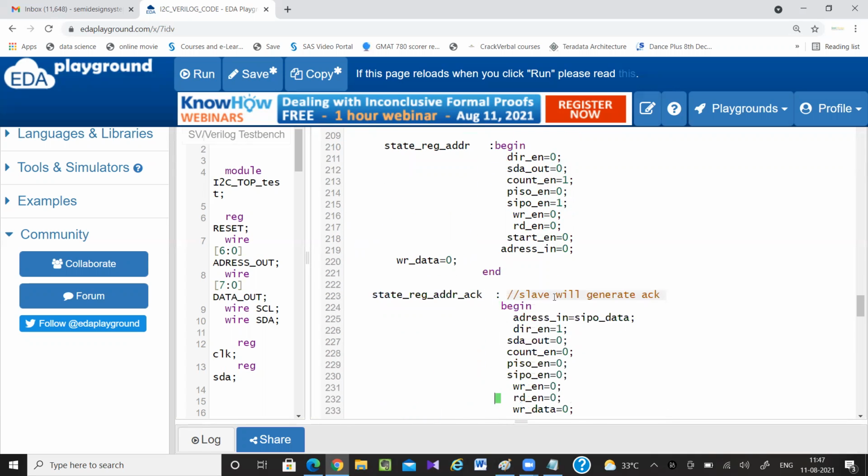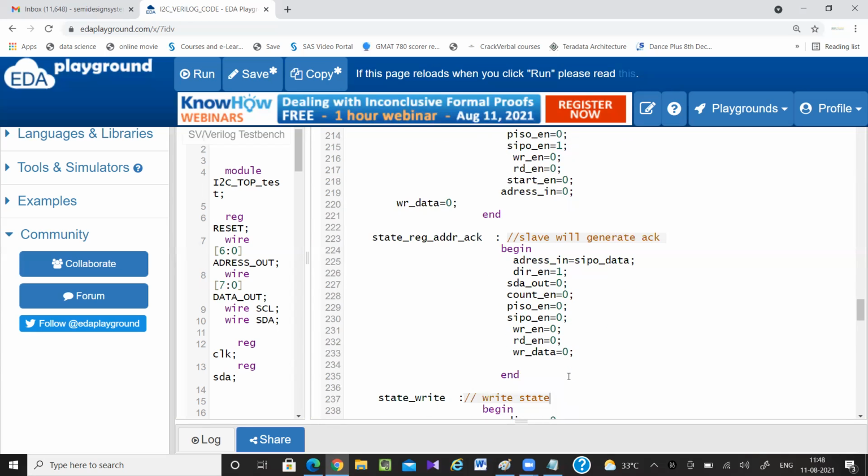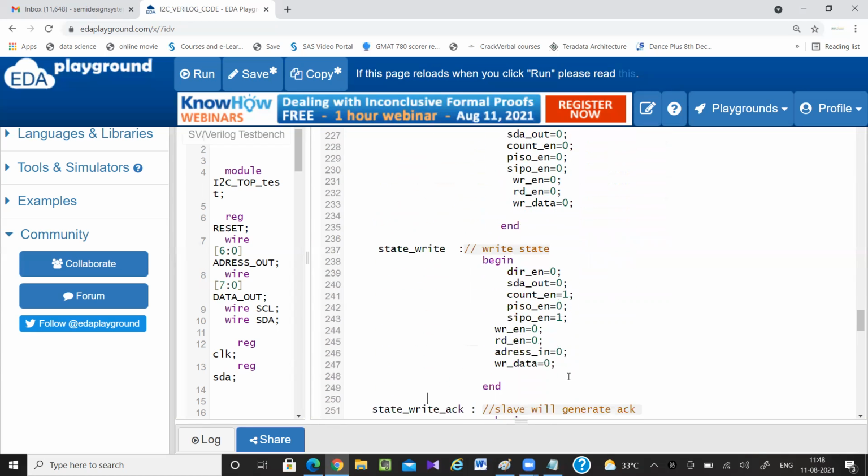So now in the address state here data is from slave to master. Slave to master means I have written direction enable is equal to 1. Whatever data I'm getting from the serial in parallel out, that value I am keeping in the address register. It is coming serially, then I am converting it to parallel, then I am taking one register to store this value. So in this state, serial in parallel out enable is 1, count enable is 1.